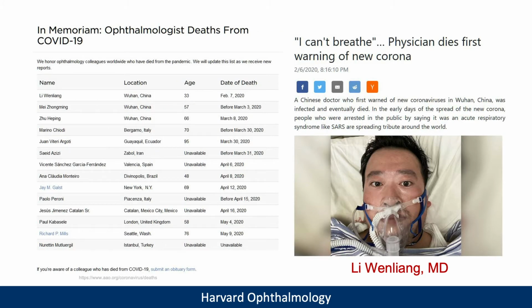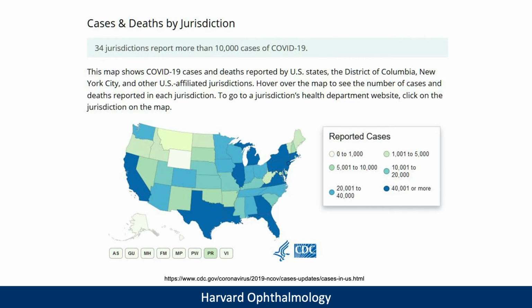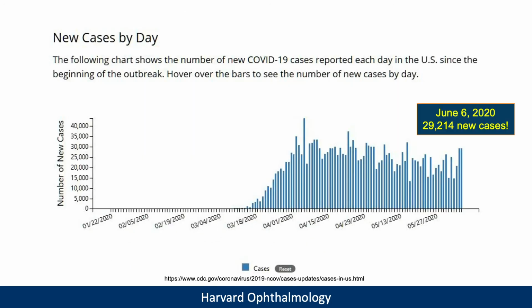On the left is a list from the American Academy of Ophthalmology of ophthalmologists who are known to have died of COVID-19. This is certainly not a complete list. And on your right, a picture of Li Wenliang, who was the whistleblower originally reporting that a SARS-like syndrome was affecting his patients in Wuhan. Dr. Wenliang was an ophthalmologist, and he was arrested for reporting online his observations and then released, but then died of COVID-19. This disease is affecting every state in the country, and cases continue to accrue.